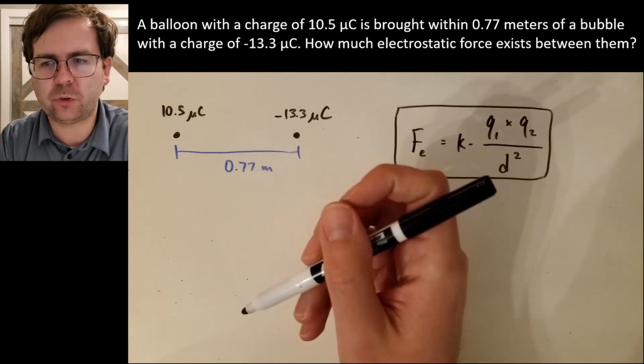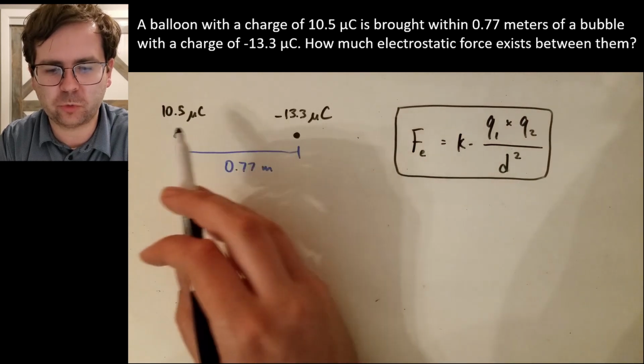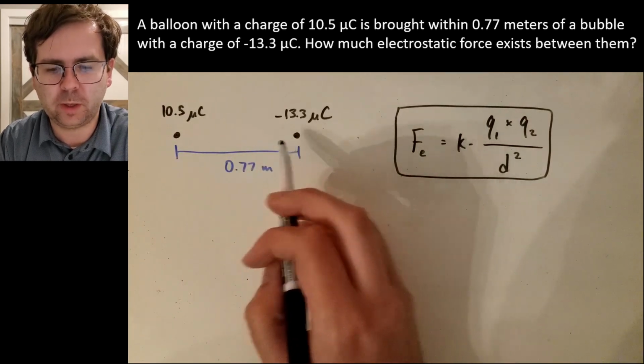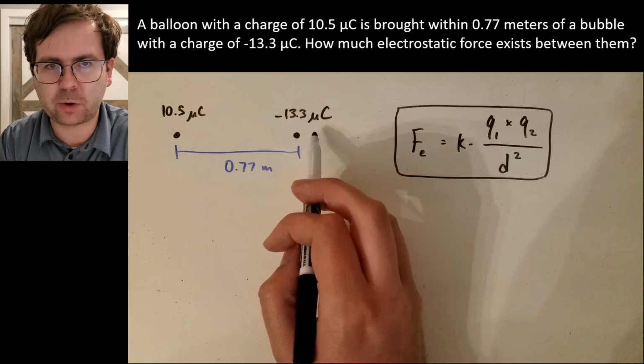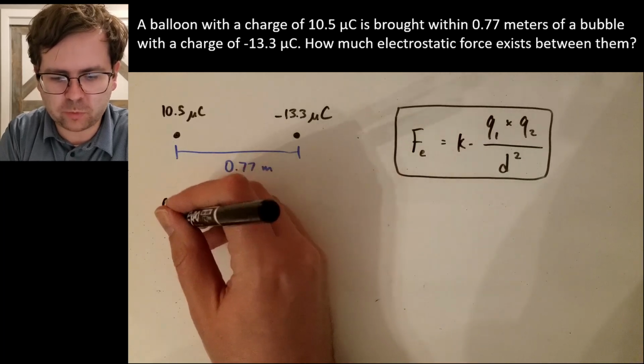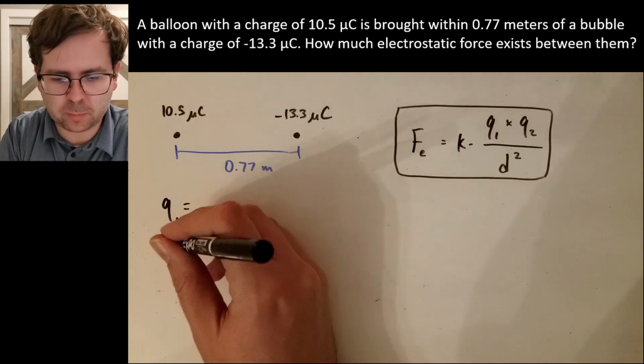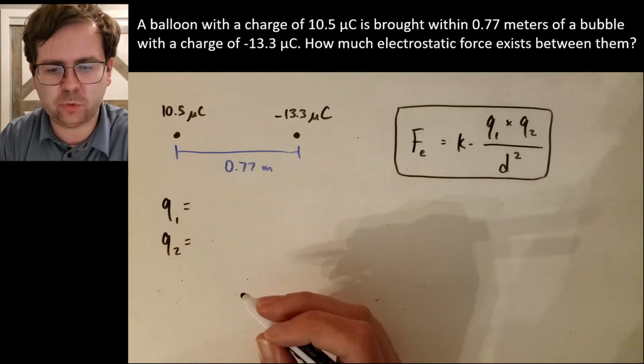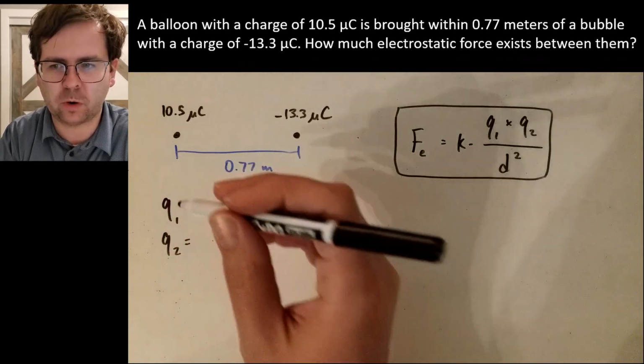I've tried to illustrate the situation here with point charges. So this is the balloon, this is the bubble. And this little symbol is micro. I'm going to rewrite this. I typically try to label my charges as Q1 and Q2 just to remind myself what they are.